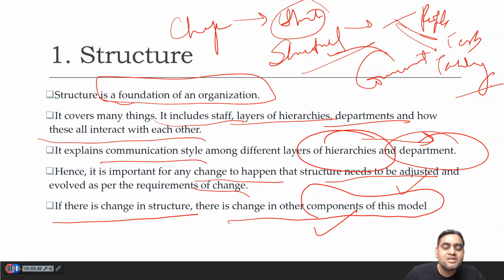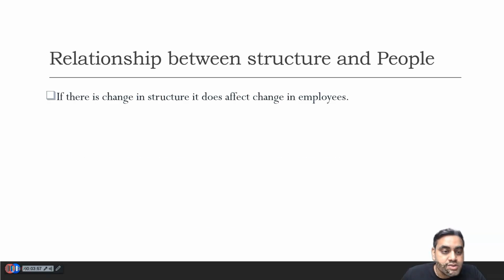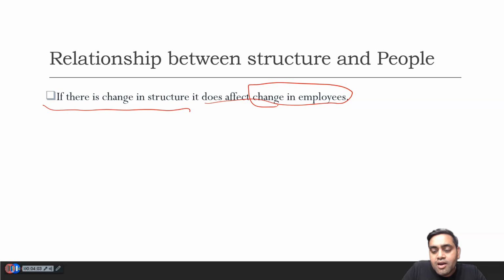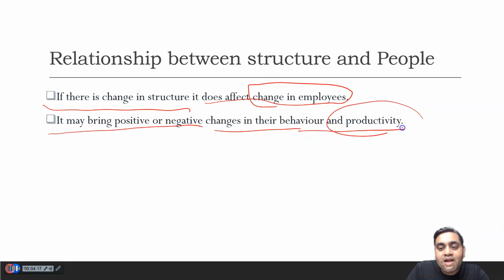Right? So let's understand the relationship of structure with all the other 3 components now. Let's talk about the first thing, and that is the relationship between structure and the people component. He said that if there is any change in the structure, it does affect employees also. If there is any change in the structure, then employees will also get affected, and you have to bring certain changes in employees also. So how will this happen? Because it will bring positive or negative changes in their behavior and their productivity.